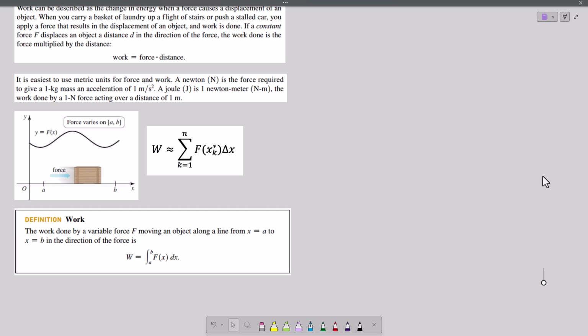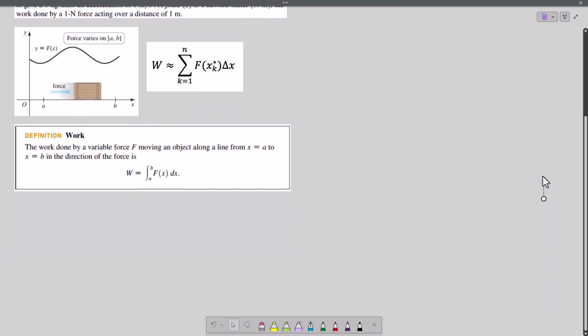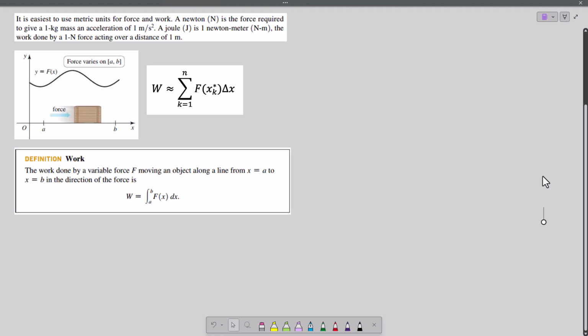You take a bunch of little forces on those little distances, find the work done on each little piece, and then add all those little works to get the total work. Well, if we take a limit of that as n goes to infinity, we get the work integral. So just like the last one, where density was varying, here force is varying. And if force is varying, you integrate force to get work. So work will always be the integral of force. Integrate force to get work.